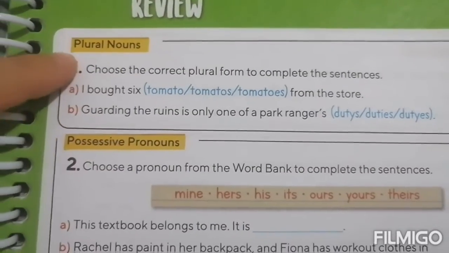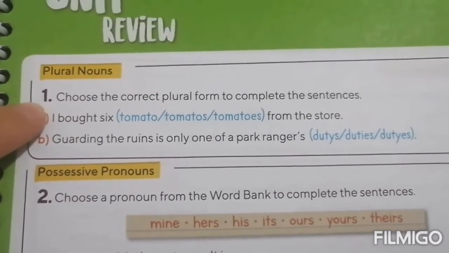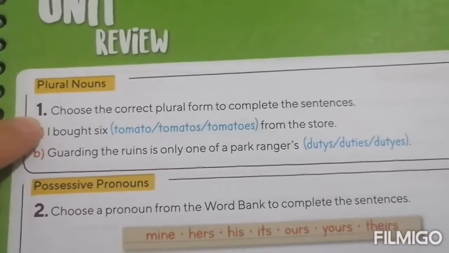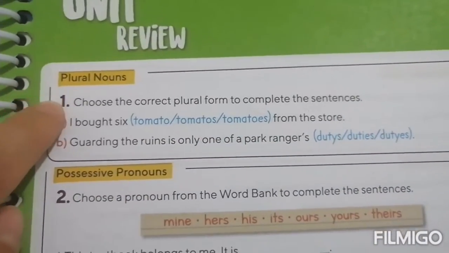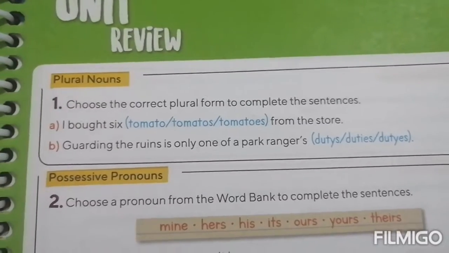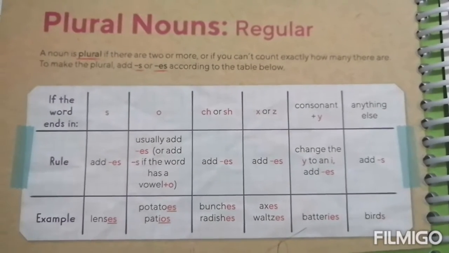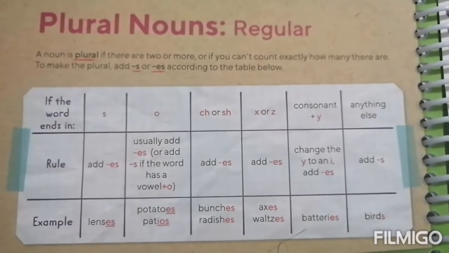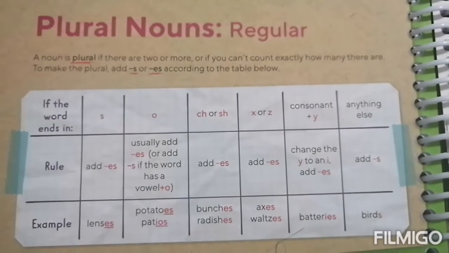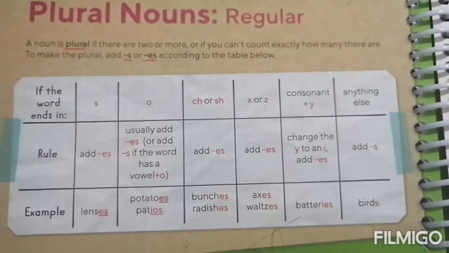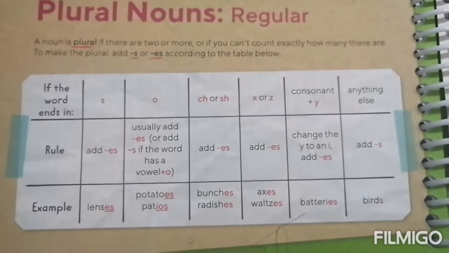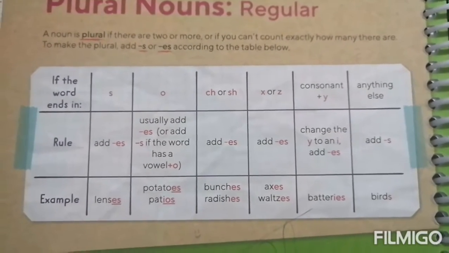In the first one, the plurals. Choose the correct plural from the form to complete the sentences. Select one of these according to the rules. If you have any questions, you can go back to the page. On page number 72 of your language book, you can see that the plurals have a chart. They have rules. Check the exercise, and according to the rules, you can select the correct answer.